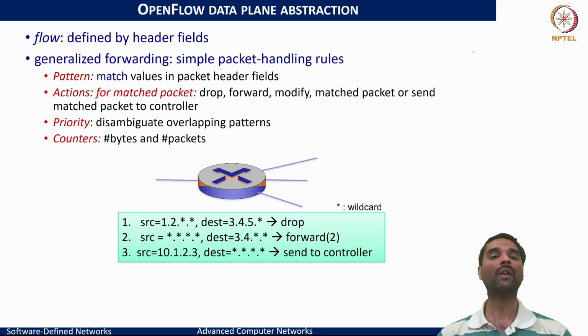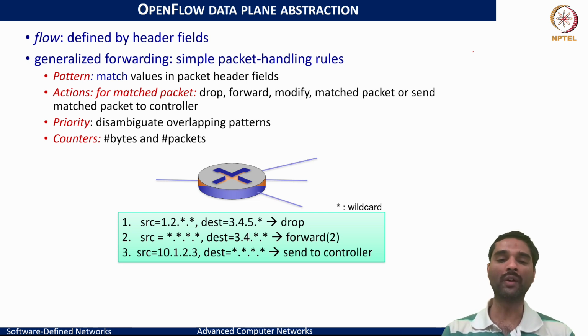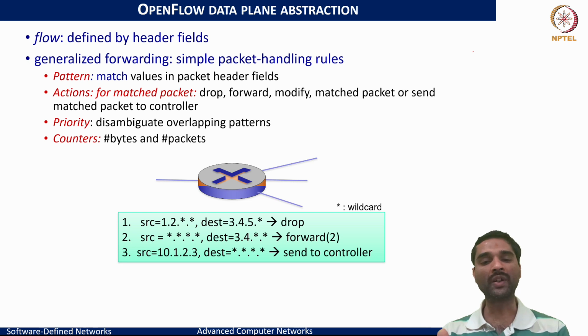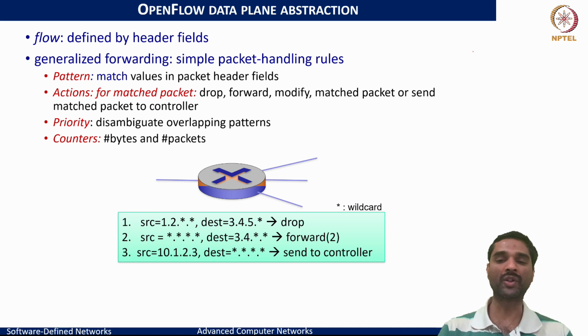Here we can see match and action. As a common example, we can say you match the source IP with 1.2.*.*, and I don't care about the remaining two tuples. But if the destination happens to be 3.4.5.*, whatever the last is, I would want to drop the packets. And this star is basically a wildcard that says you can match on any.